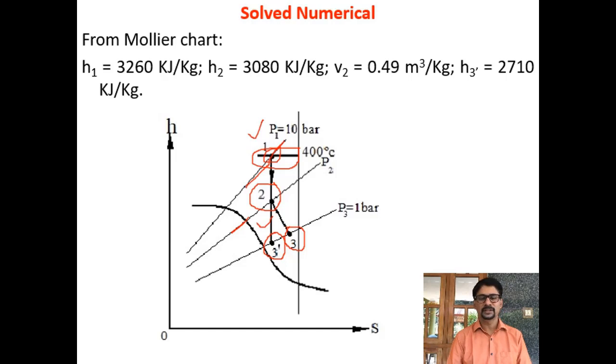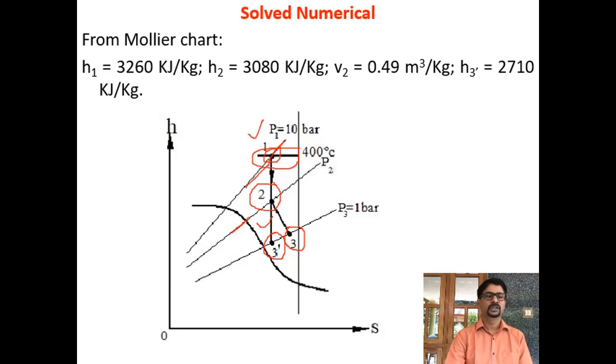So 3 dash is the isentropic expansion in the diverging section, but it is told that losses are there in the diverging section. So actual expansion is not isentropic, or it is not 2 to 3 dash, instead it is 2 to 3. So the ratio of this enthalpy difference H2 minus H3 divided by H2 minus H3 dash is nothing but the nozzle efficiency, which is 0.92 or 92%. This is the actual enthalpy drop divided by isentropic enthalpy drop.